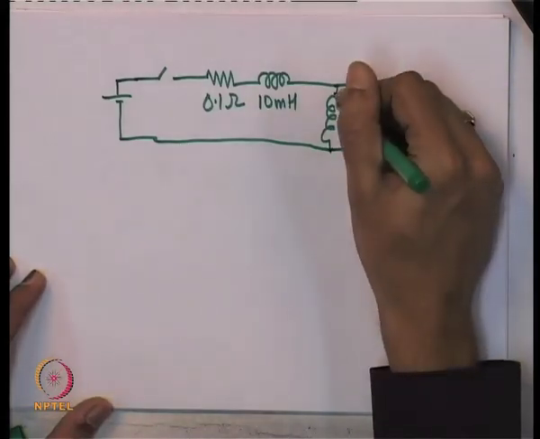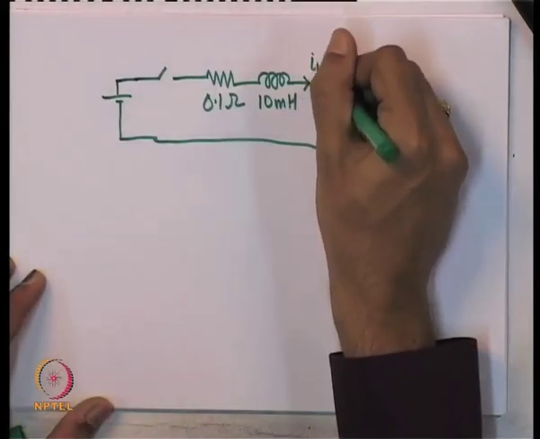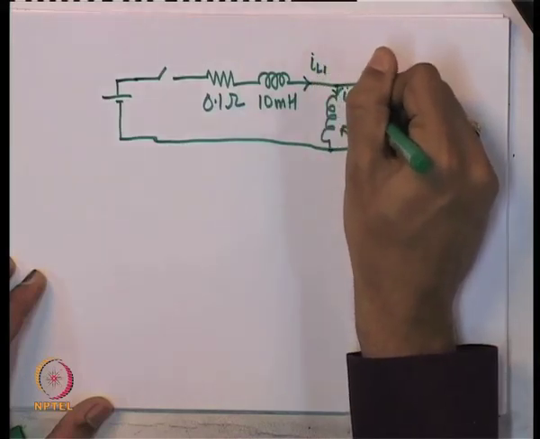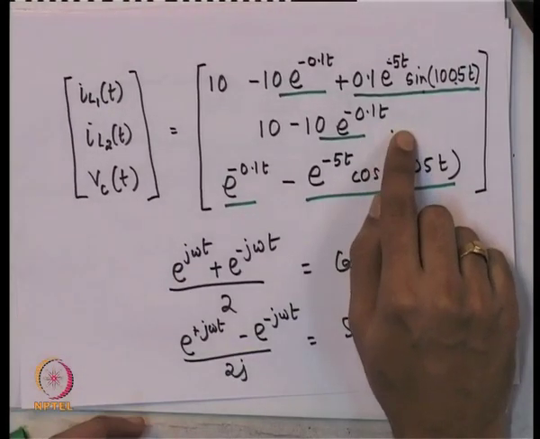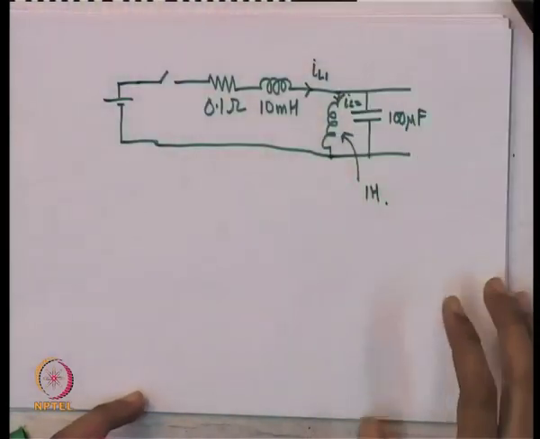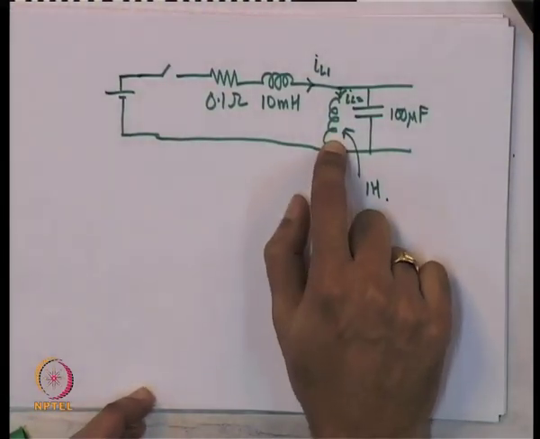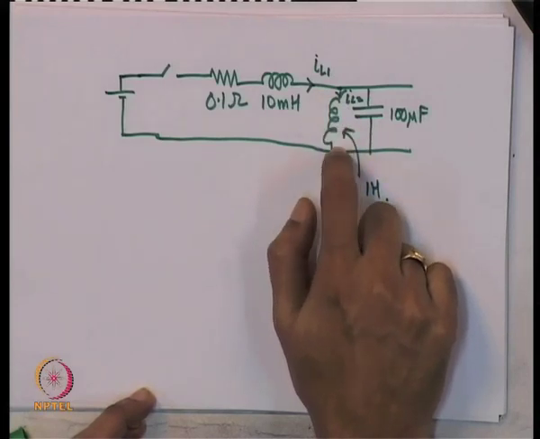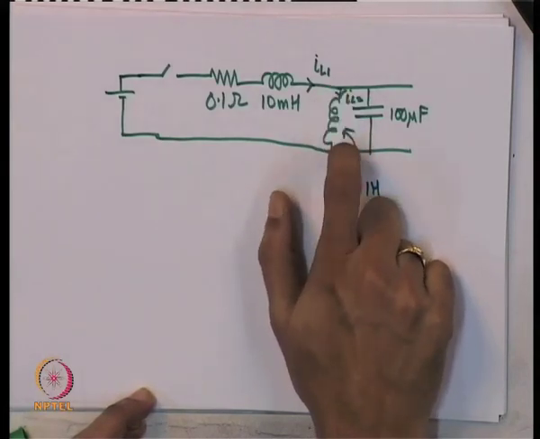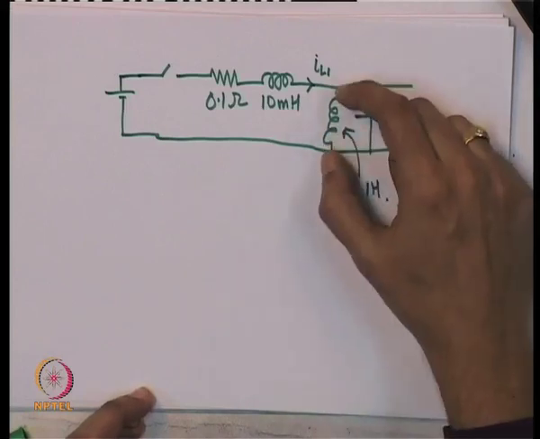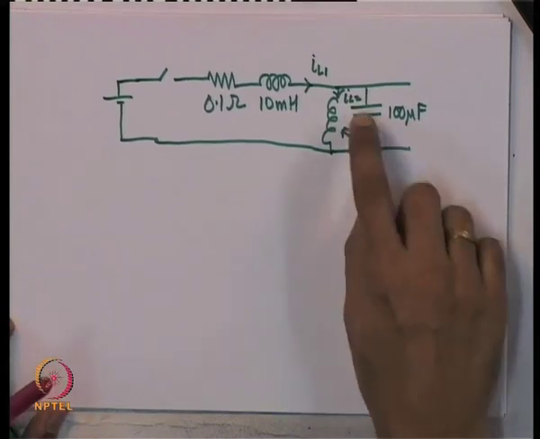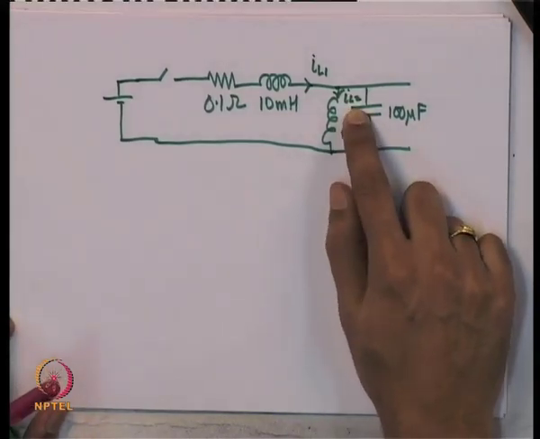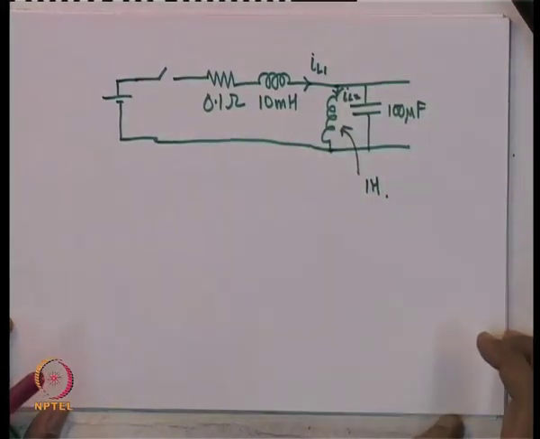So, what we see is this in IL1 and this in IL2. Now, in IL2 we are hardly seeing any oscillatory component. That is because, intuitively, this being a very large inductor, it is not happy with large rates of change. So, you will find that this large inductor prevents a fast rate of change of the current. That is why in IL2 one is not surprised to see that the faster transient is not visible.